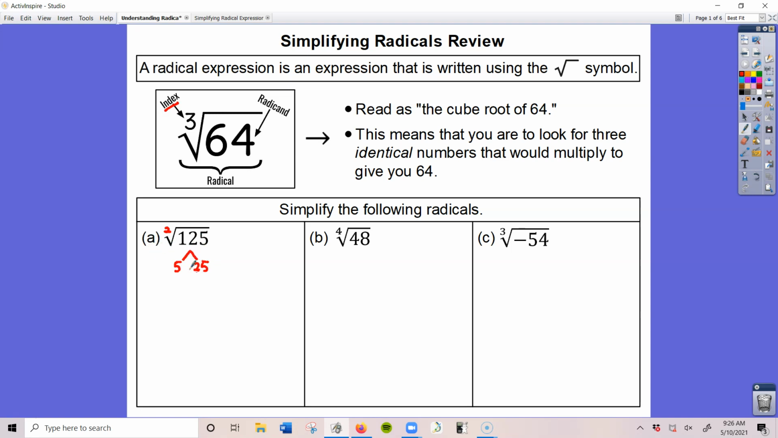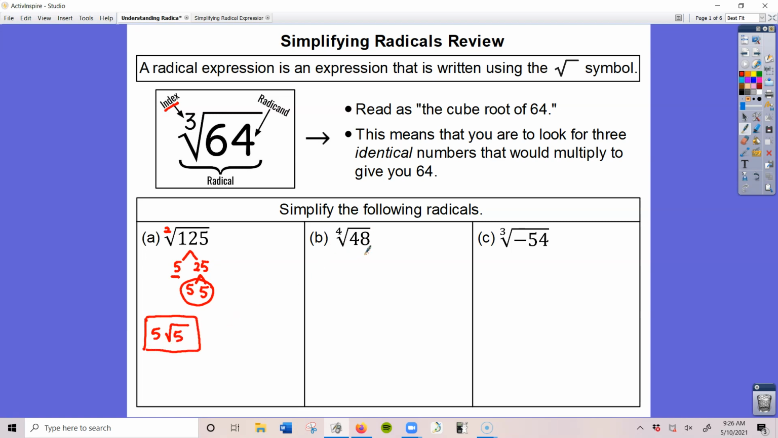5 and 25 are not friends. They're not the same number. But if I break down 25 again, we get 5 and 5. Here are some friends. This 5 gets to go outside, but this 5 here will have to stay inside. So this radical can be rewritten as 5 square root of 5.